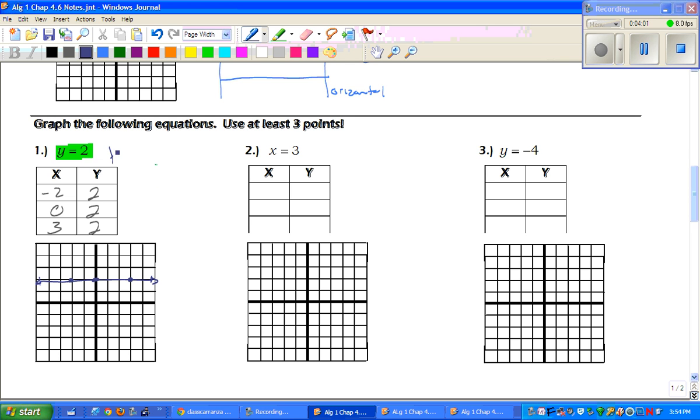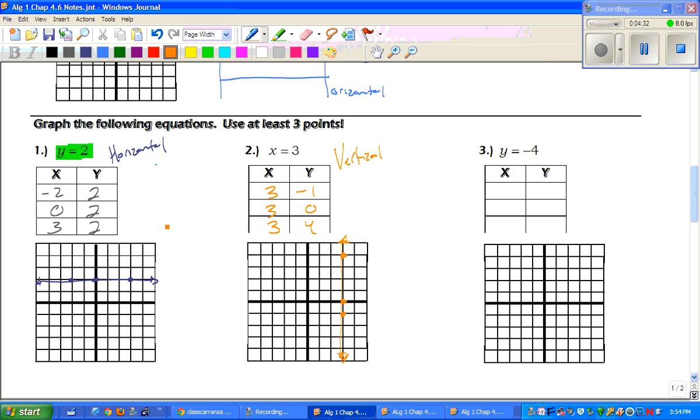We have a horizontal line. Same thing, I'm going to pick a negative, a 0, and a positive. So (3, -1), (3, 0), and (3, 4). Just draw the line. And that makes a vertical line.